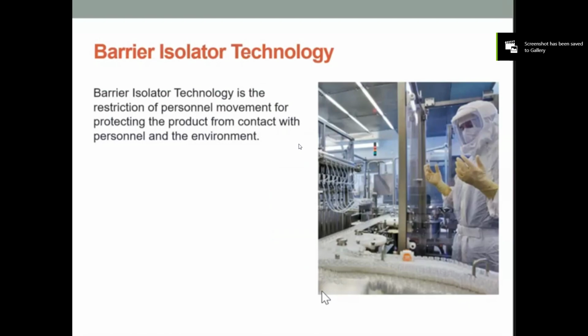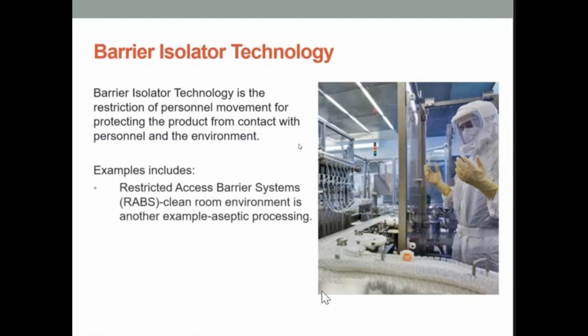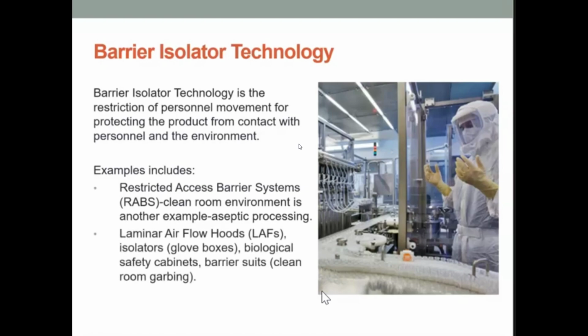Barrier isolation technology. Barrier isolation technology is the restriction of personnel movement for protecting the product from contact with personnel and also from the environment. Examples include restricted access barrier system, clean room environments, which is another example where aseptic processing occurs, laminar airflow hoods (LAFs), isolators, which are glove boxes, biological safety cabinets, barrier suits, your clean room garbing. All of these are methods to have barrier isolation technology in place.